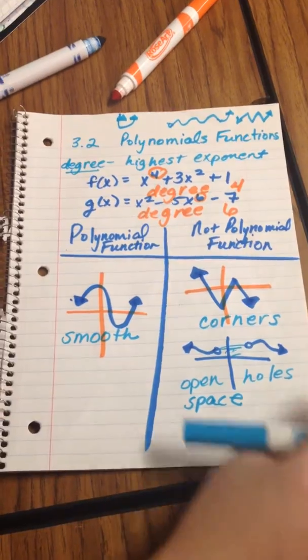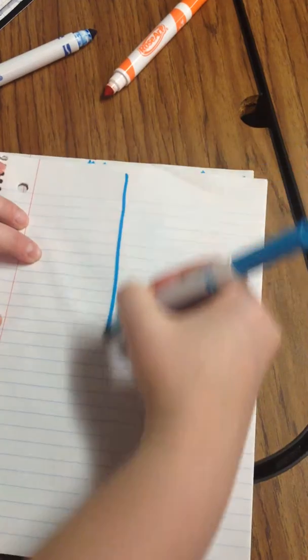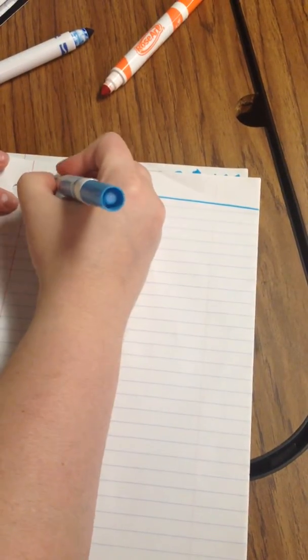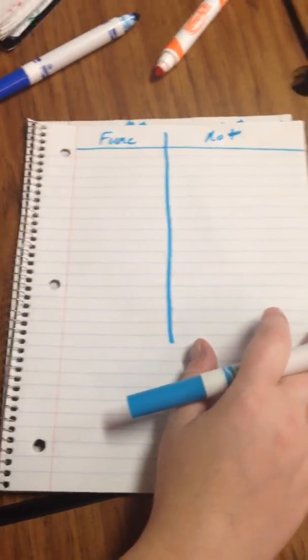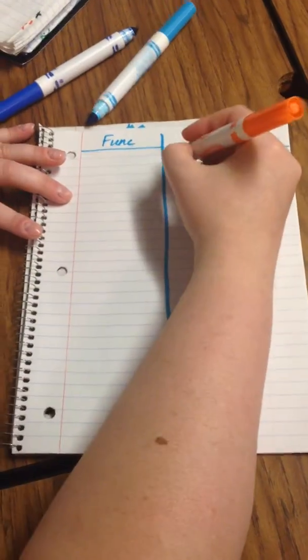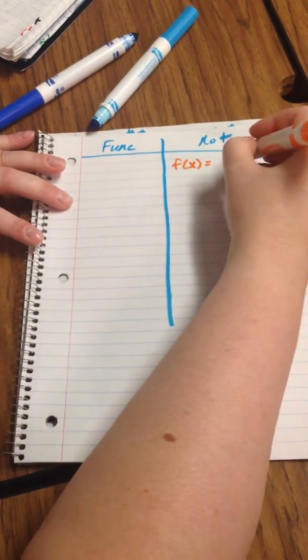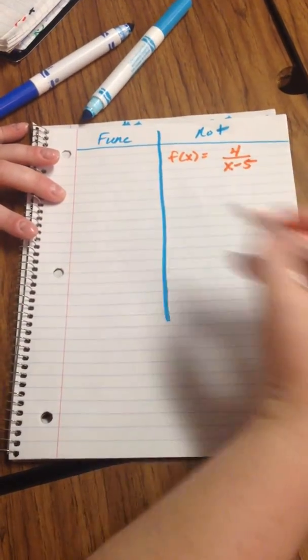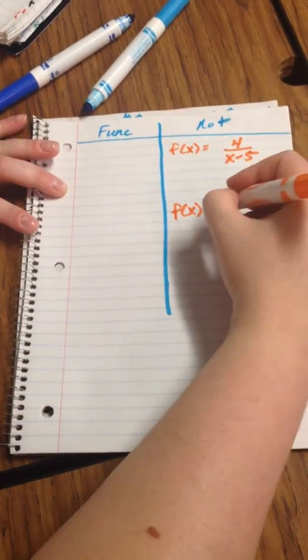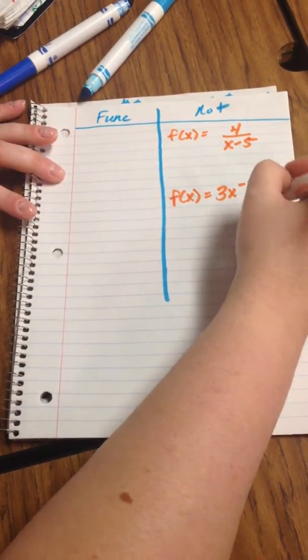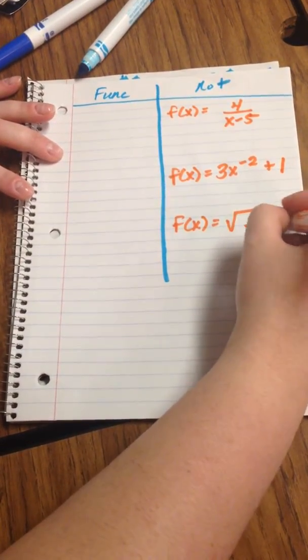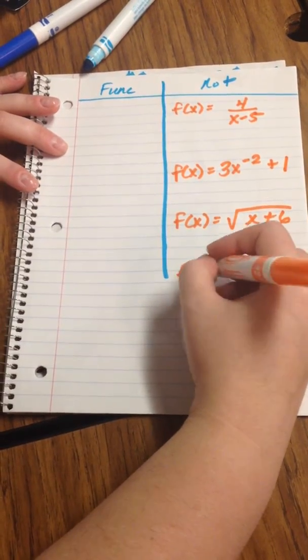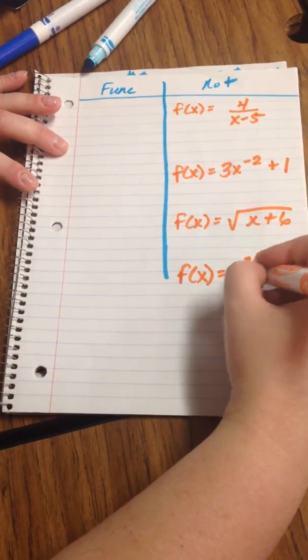Now we're going to talk about equations that are a function and not a function. So I'm just going to keep my t-chart going. So function, not. And I'm going to show you pretty much all the bad examples. So let's say I have f of x equals 4 over x minus 5. F of x equals 3x to the negative 2 plus 1. And f of x equals square root x plus 6. These are all bad. And f of x equals x to the 2/3 minus 7.